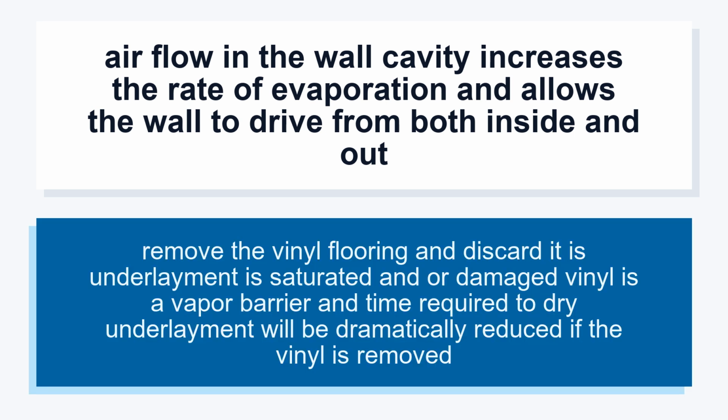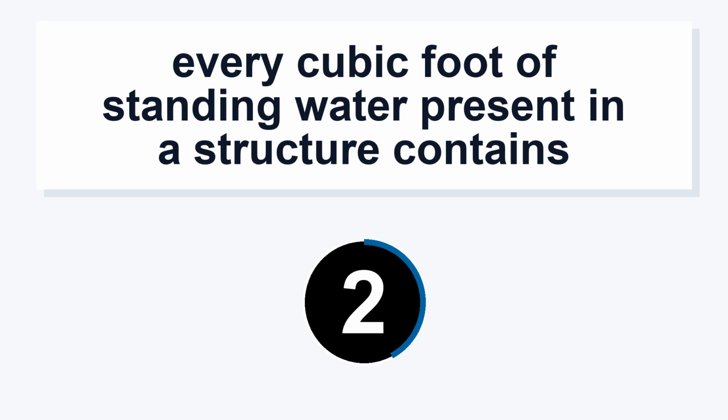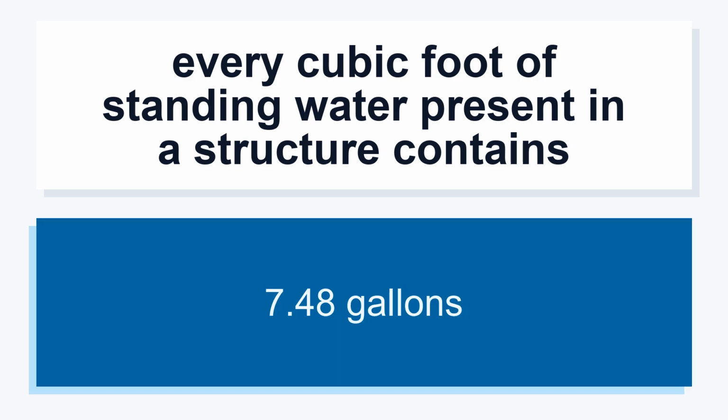Remove the vinyl flooring and discard it, as underlayment is saturated and/or damaged. Vinyl is a vapor barrier and time required to dry underlayment will be dramatically reduced if the vinyl is removed. Every cubic foot of standing water present in a structure contains 7.48 gallons.